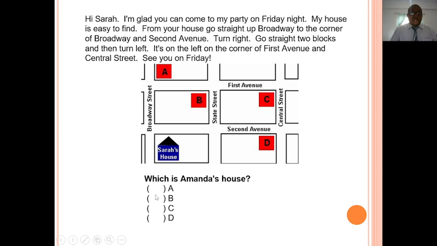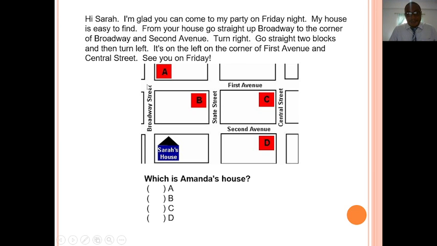Now, I want you to tell me, which is Amanda's house? Is it A? Is it B? Is it C? Or is it D? One more time. This is Sarah's house. So I want us to read the direction and then I want you to tell me which one is Amanda's house. Remember, we have 4 houses. House A, B, C, and D.